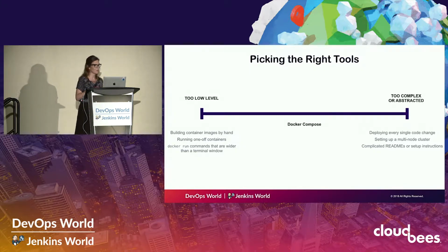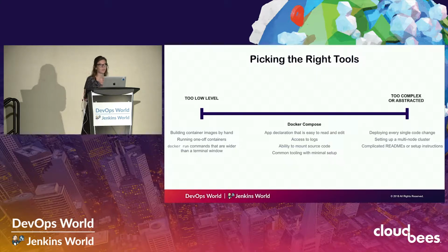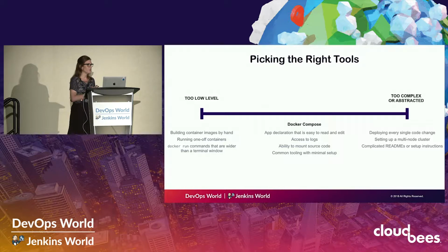So Docker Compose sits right in the middle. I think it's a really great tool as a developer when you're using containers. It gives you an app declaration that's based in YAML. It's really easy to read, really easy to edit. You can do things like access logs. You can mount source code inside of your container so that you can instantly see the changes that you've made.